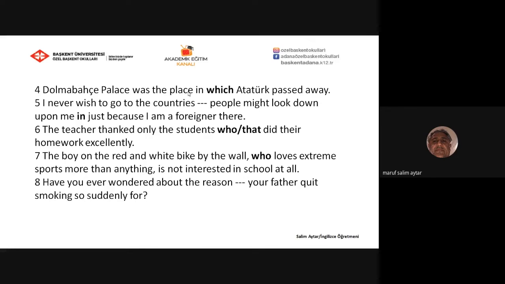Dolmabahce Palace was the place in which Atatürk passed away, or instead of "in which," you can just use "where." I never wish to go to the countries. Yes. So you can use "which" here, but it's not necessary. People might look down upon me just because I'm a foreigner there. The teacher thanked only the students who did their homework excellently, or that did their homework excellently.